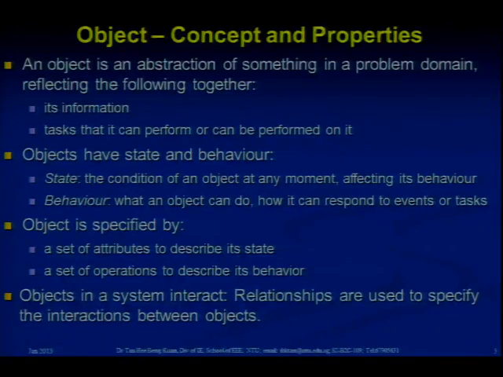Later, when we go into the details of class diagram techniques, you can see that we use a set of attributes to describe the state. Since we have two components, how do we define them? We use a set of attributes to specify the state, because state basically defines the information the thing has, and we use a set of operations to describe the behavior of the object. And objects will interact. We use relationships to show how objects interact with each other.